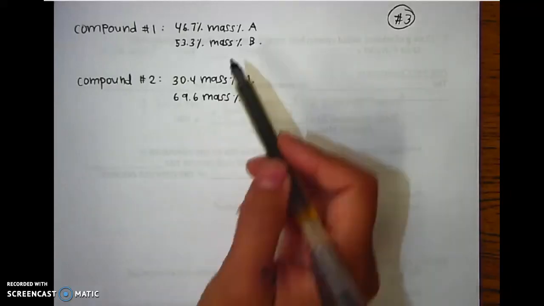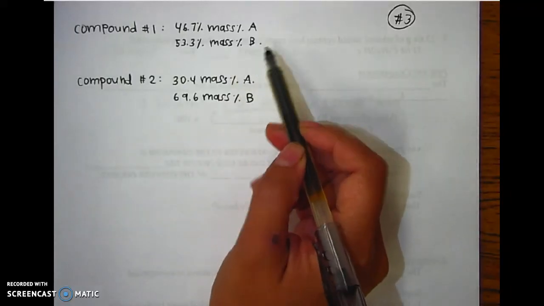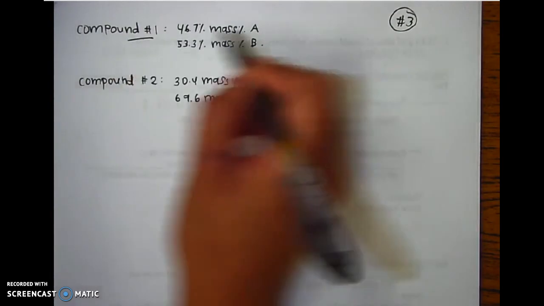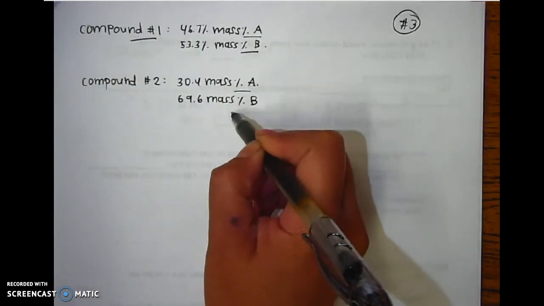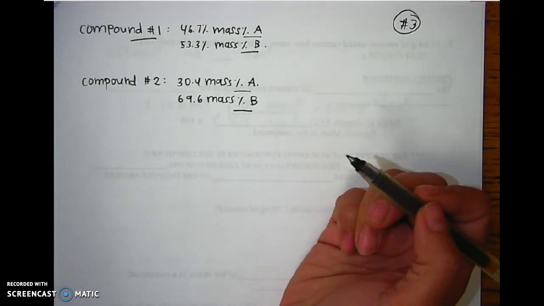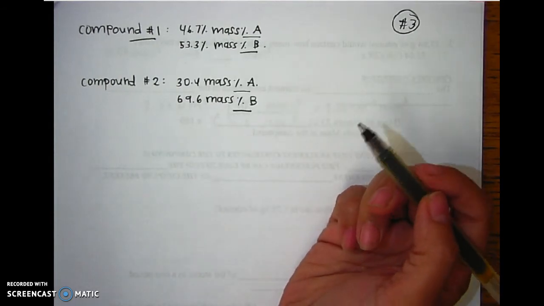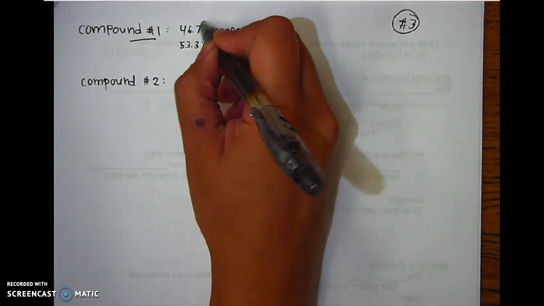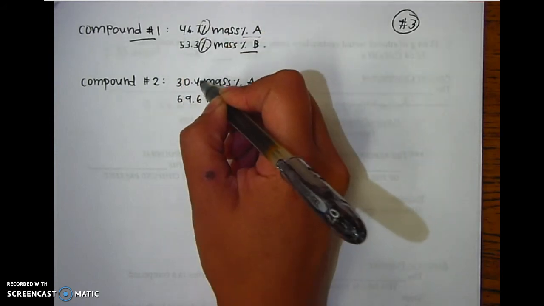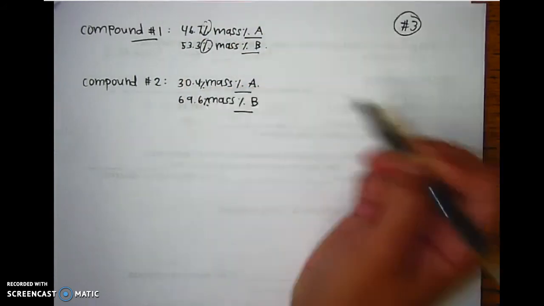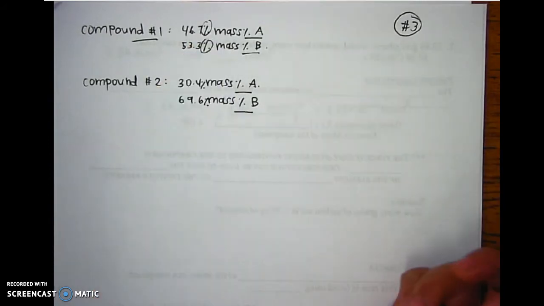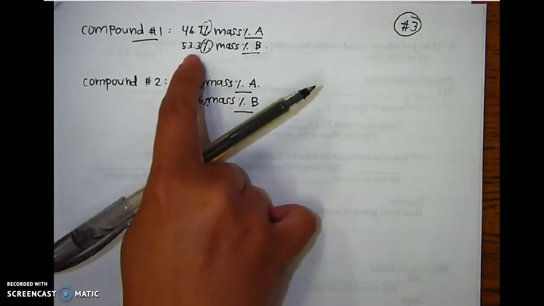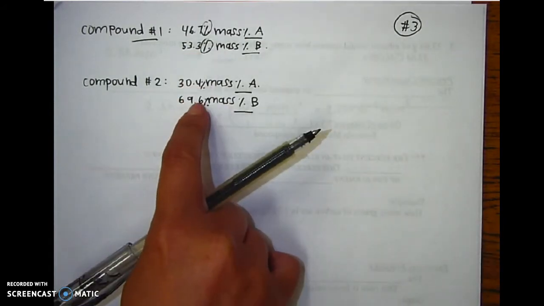For this problem here, you guys are doing the law of multiple proportions, and you're given for compound 1 the percentage of mass A and B, and then also the same for compound 2. You have the percentage for A and B. So what you want to do is, first of all, turn these percentages straight into grams. I forgot to write the percentages right there, but instead of considering this as 46.7%, you're going to go 46.7 grams. Same for this one and all of these down here.